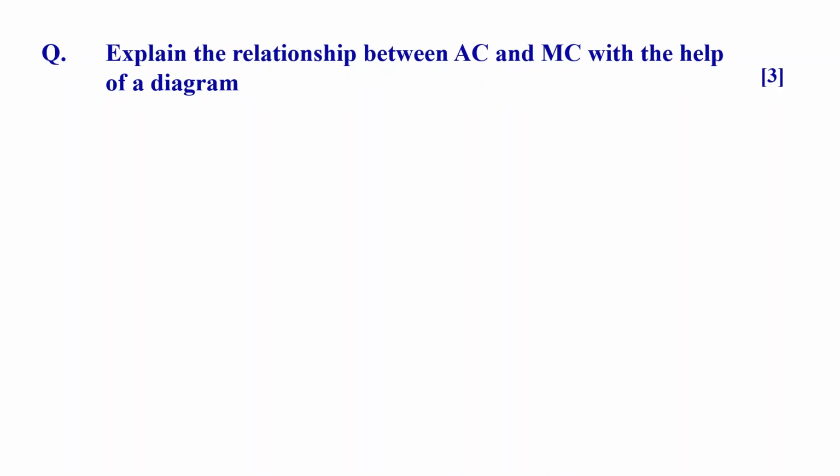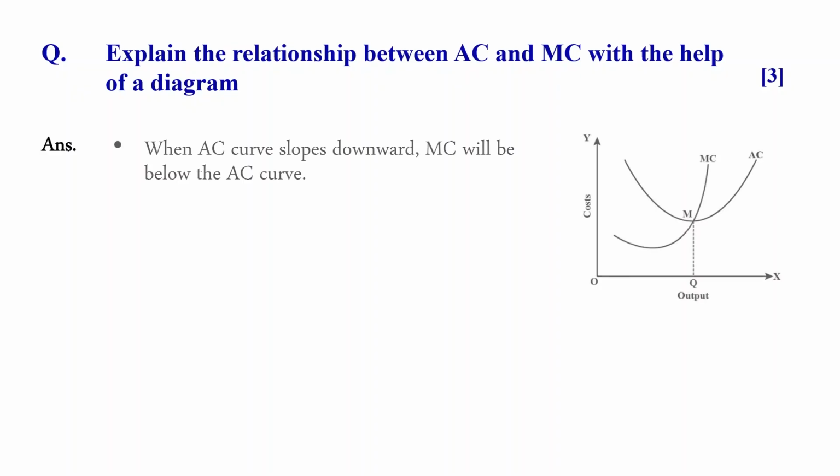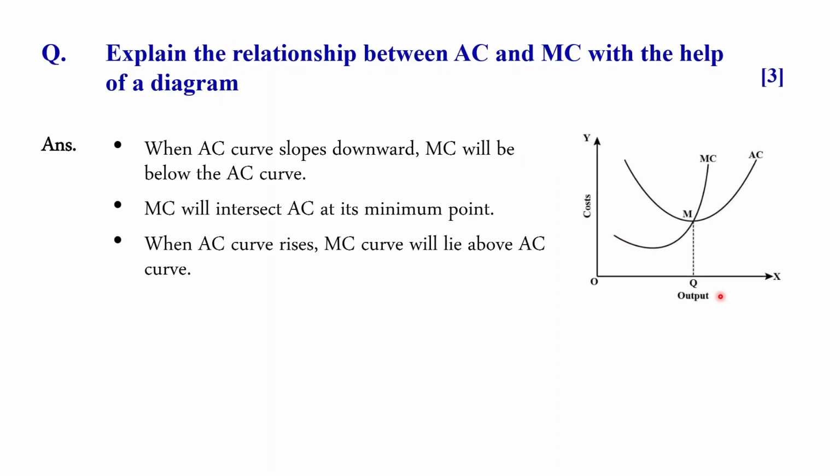Now comes our last question. This is also a 3-mark question. Explain the relationship between AC and MC with the help of a diagram. So this means that here also examiners expect a correct diagram and a clear explanation of this relationship. Let's first look at the diagram.